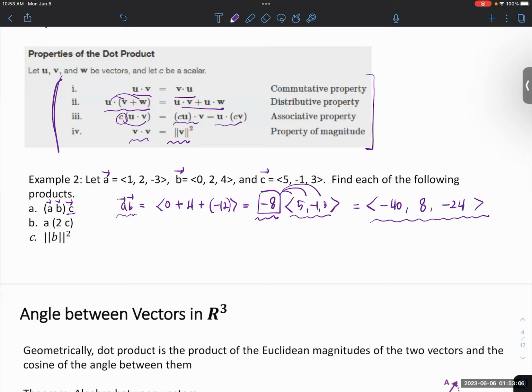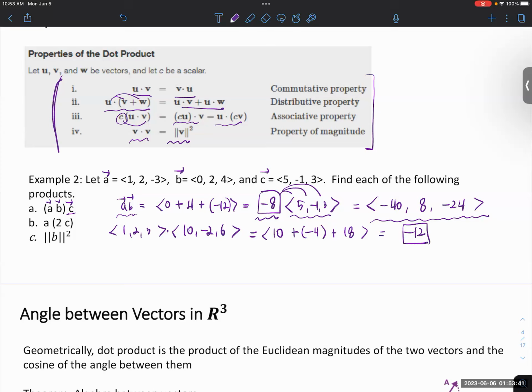So A dot 2C. You're just going to do the following, in order. The A vector, which is 1, 2, 3. And then I'm going to multiply 2 everywhere into the C vector: 10, -2, 6. And now you're multiplying those two vectors according to the dot product system. So that is going to be 1 times 10, 10. 2 times -2, -4. 3 times 6 is 18. So if you're adding them, because it's a dot product, you will get -12.